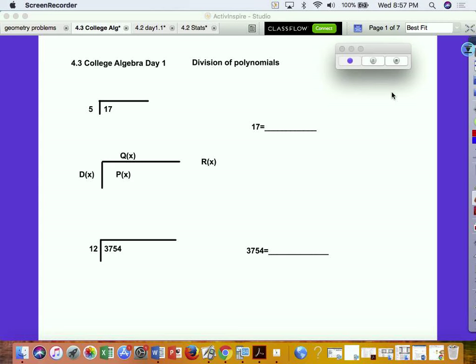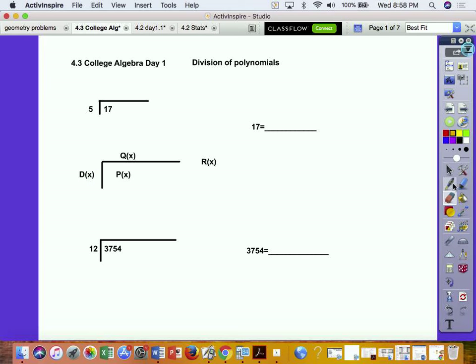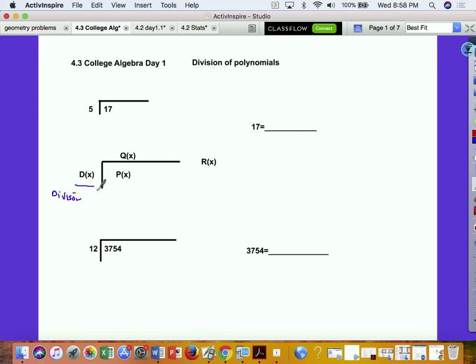Okay, so let's take a look at division of polynomials. The front term is the divisor. The term underneath is the dividend. The top, where you're looking to fill that in, that's your answer, and that's the quotient. And whatever is left over is your remainder. So when we divide, we're not going to try to find a decimal answer. We're just going to stop after we divide it in and find our remainder.